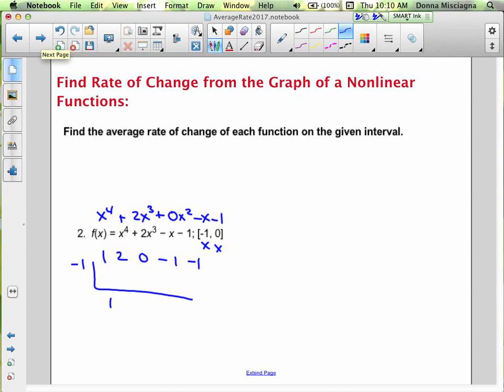Bring down the 1. 1 times negative 1 is negative 1. Add, we get 1. 1 times negative 1 is negative 1. Add, we get negative 1. Negative 1 times negative 1 is 1. Add, we get 0. 0 times negative 1 is 0. Add, we get negative 1. All right, so this is 1 point here, negative 1, negative 1.